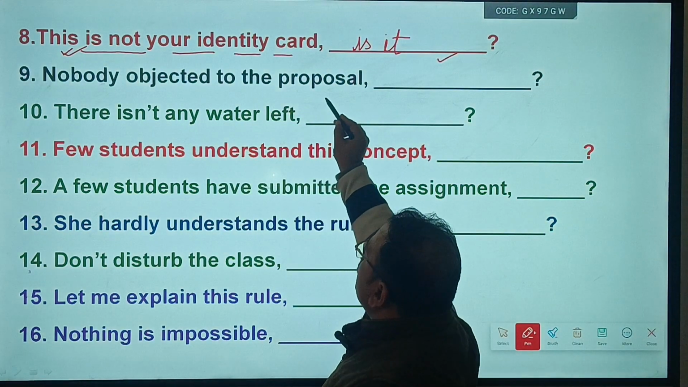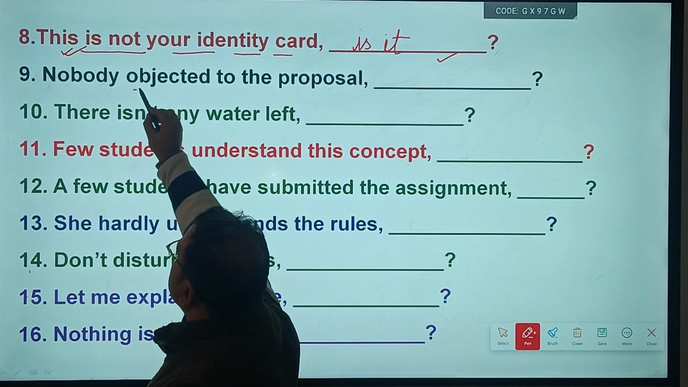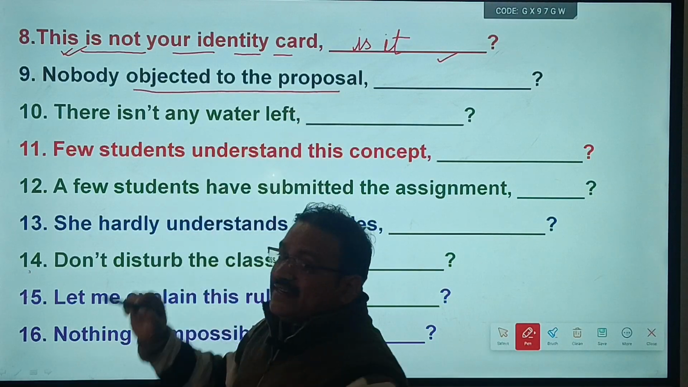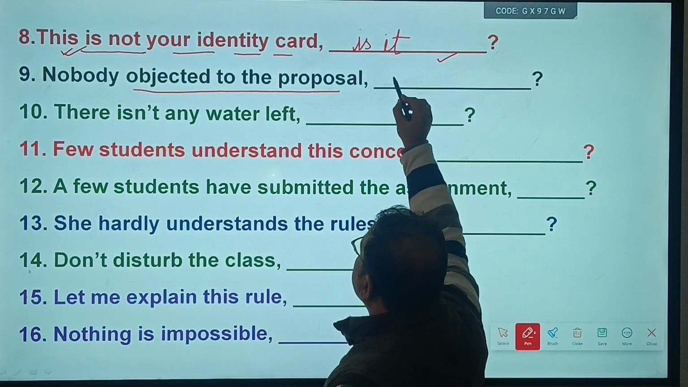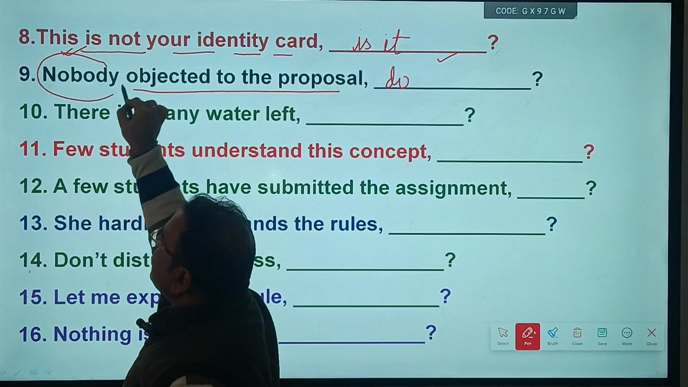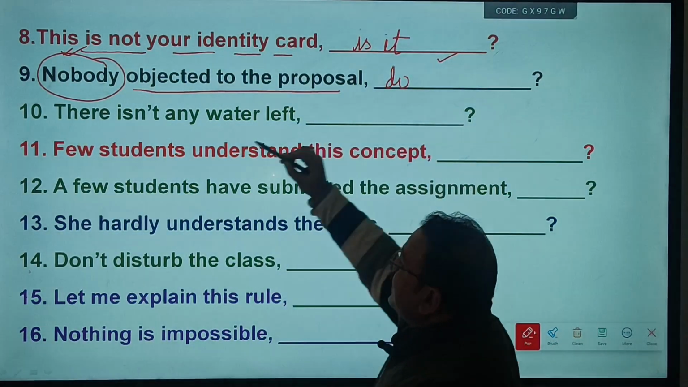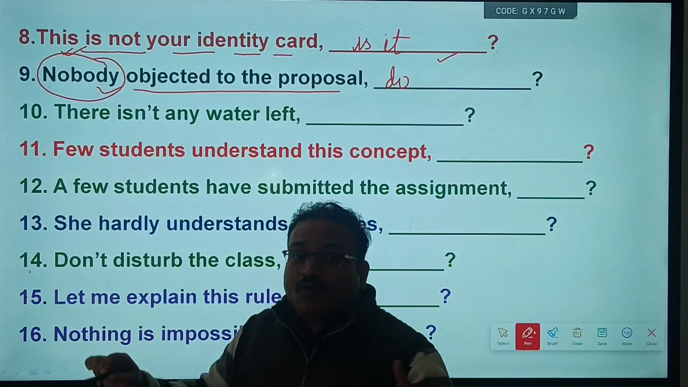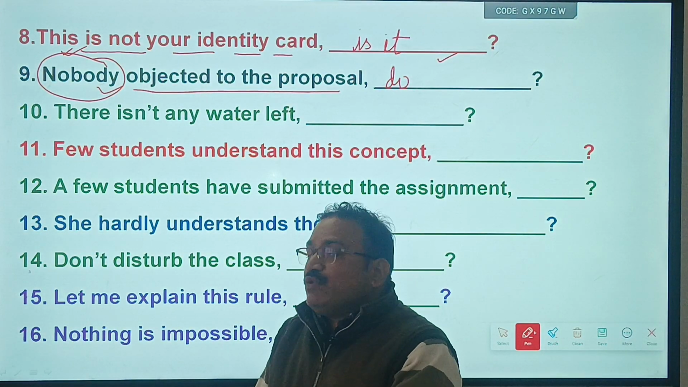Nobody objected to the proposal. What is the tense? Tense is past simple. Did. Yes or no? Did. And nobody is what? This is negative. And this is plural. Everyone, nobody. I have already talked that they are plural in question tag.